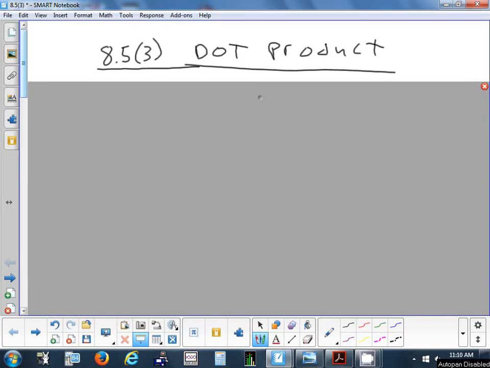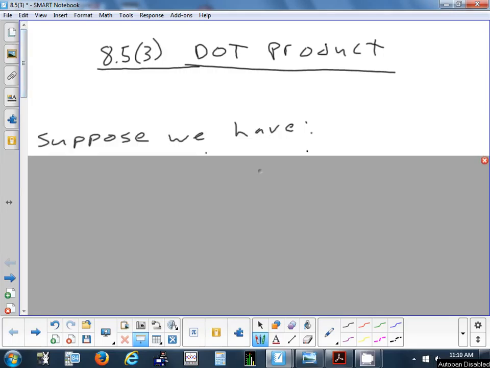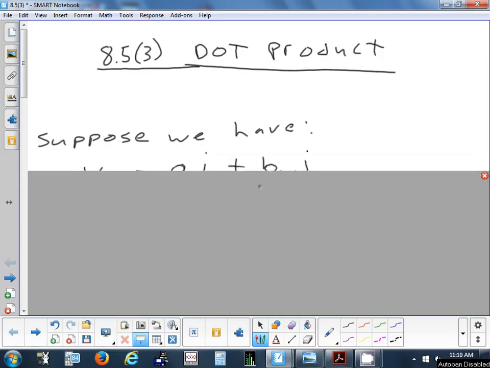Right, so today we're going to look at our second to last section on vectors, which is 8.5 part 3. In your packet, it is 5.5. If you want to look in the book, that's where you would find it, 8.5 part 3. This section is on what's called the dot product. We're going to be looking at multiplication and some of the applications of things we can do by multiplying vectors together.